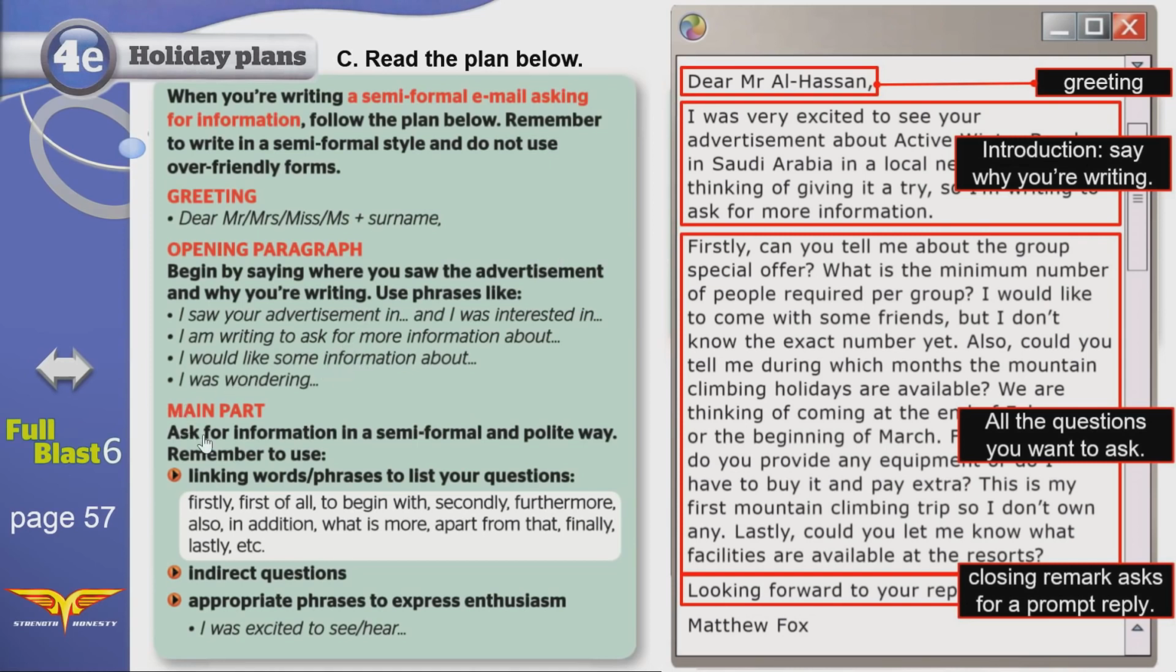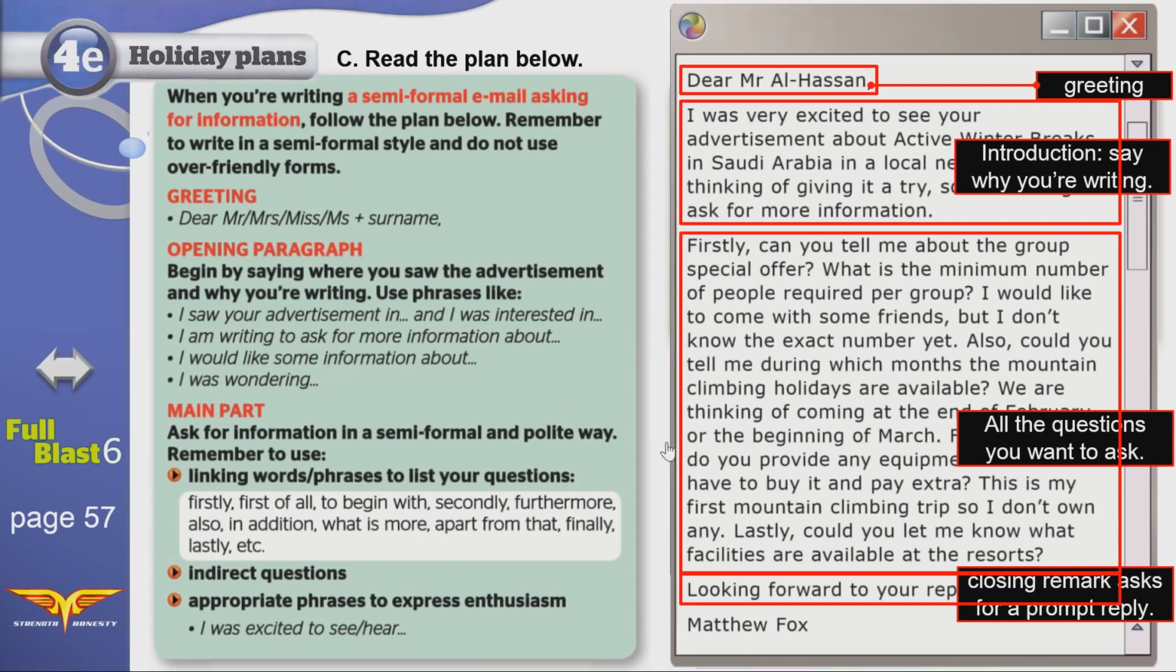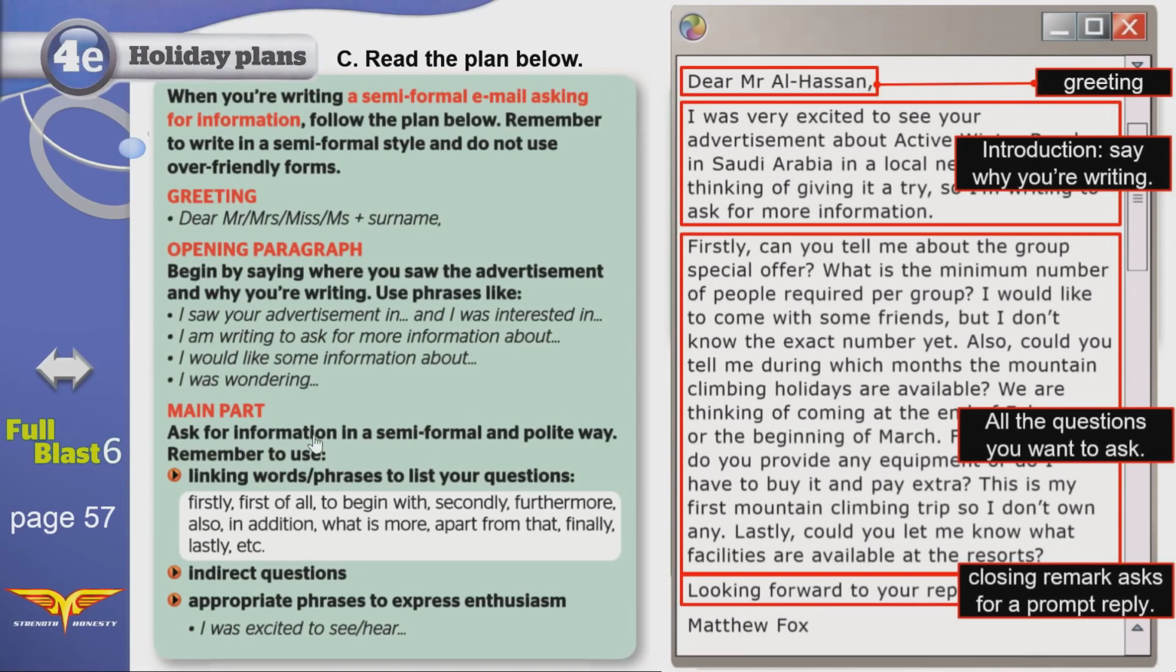And then you move on to the main part, which is this big part. What do we do here? We write our questions. Ask for information in a semi-formal and polite way. How do we achieve that? By using indirect questions. You want to be polite? You want semi-formal questions? Don't ask, "Where are you?" That is informal. That is not polite. You do that with friends. You want to ask the same question. You say, "Can you tell me where you are?" Now that is polite, semi-formal.